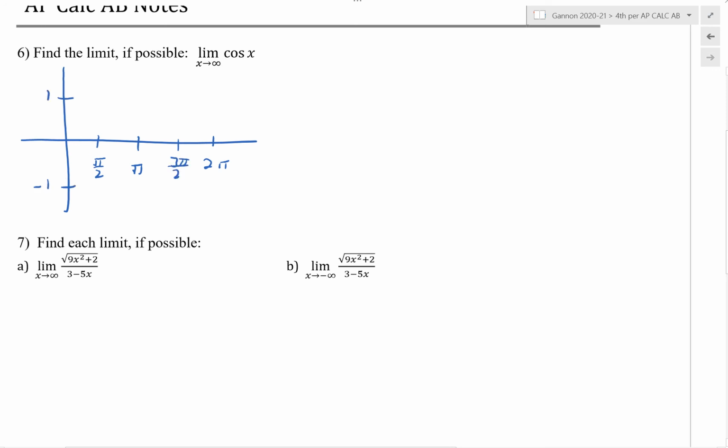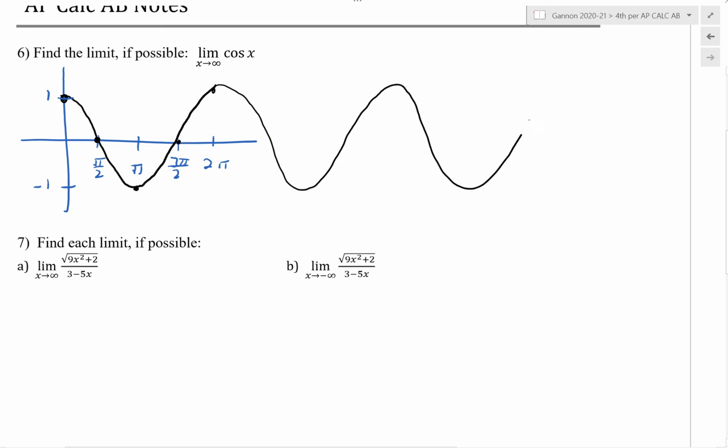-1 here, +1 here. So cosine starts with a maximum of 1, then you've got a 0, then a minimum of -1, back to 0, back to a maximum. All right, so the graph of cosine for one period looks like that. But then that period of cosine just repeats itself. So it's going to be this wave that continues to do this. Well, as x approaches infinity, it's just going to continue to bounce back and forth from -1 to +1.